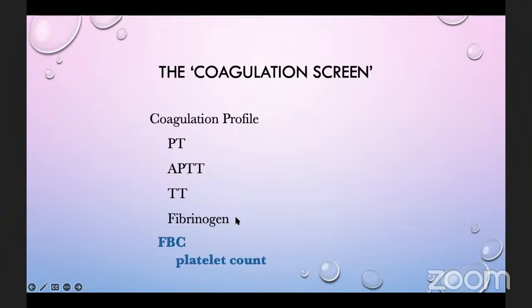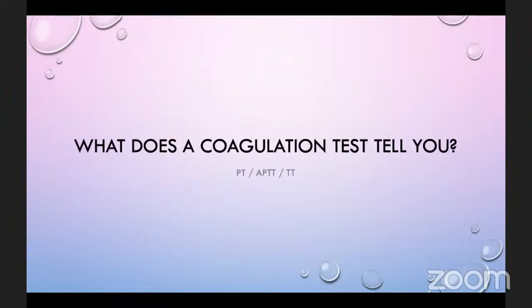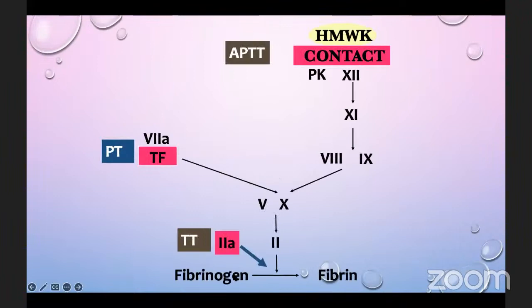And then we do a full blood count to look at platelets. So all these are important to determine the coagulation profile of your patient, right? And what does this coagulation profile tell you? It is looking at the coagulation cascade. So basically this is your coagulation cascade.